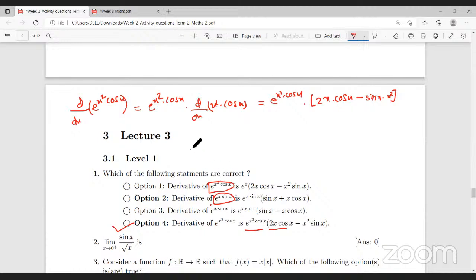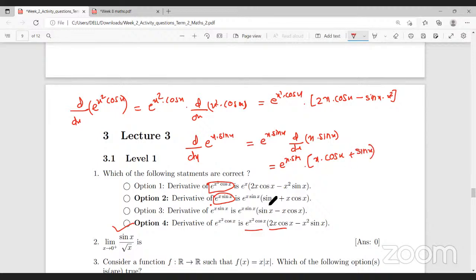Now let us take the derivative of the second function, that is e to the power x sin x. Same thing: first e to the power x sin x, then the derivative of the function in the bracket. So it will be e to the power x sin x, and then the bracket sin x plus x cos x plus sin x, right? So yes, this is my correct option.